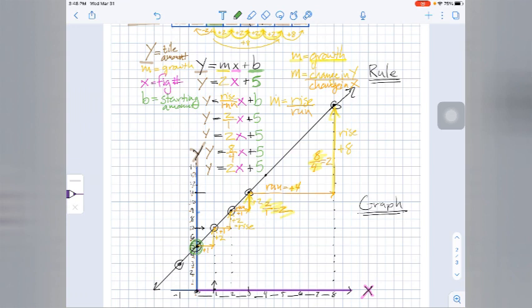Or if you said, I made $5 an hour, you could have $5 over 1 hour, which would be 5 divided by 1. Or you could say, I made $40 in 8 hours, and you do 40 divided by 8, and you would still get 5. So it's just a ratio. m is a ratio like that.